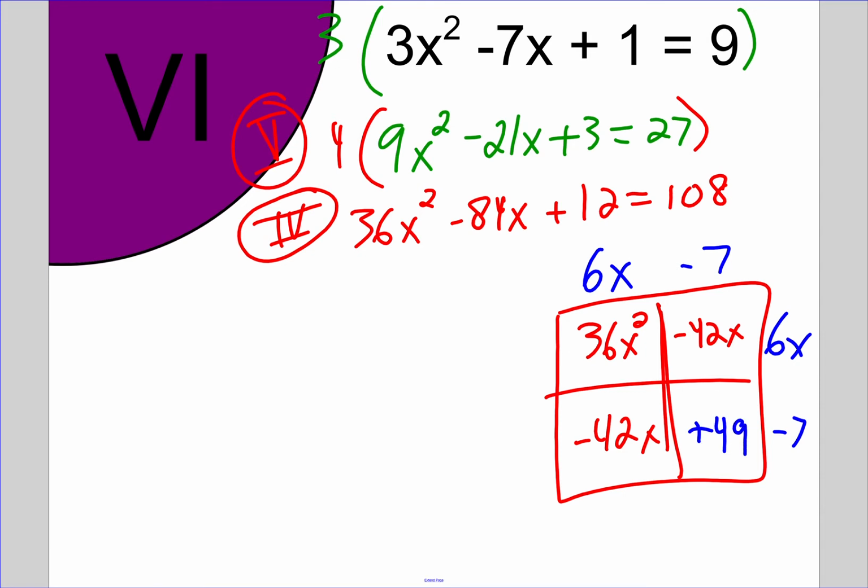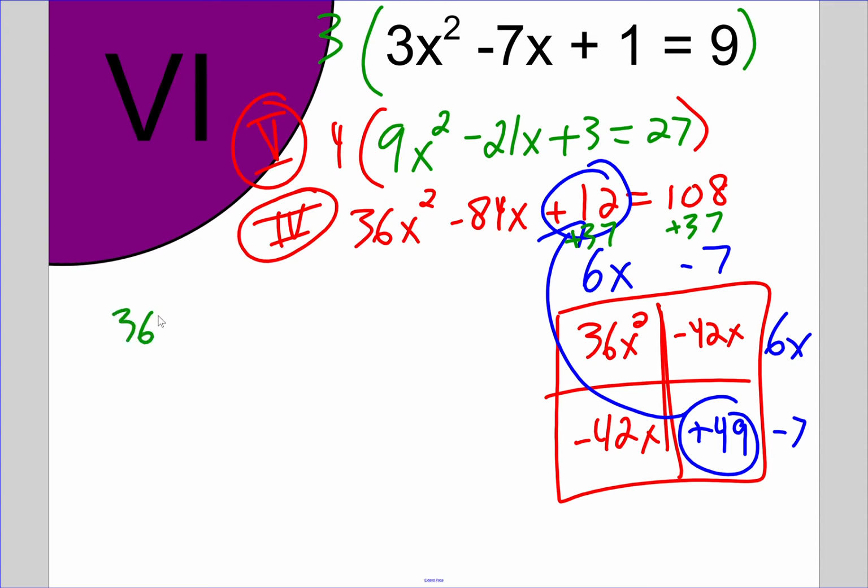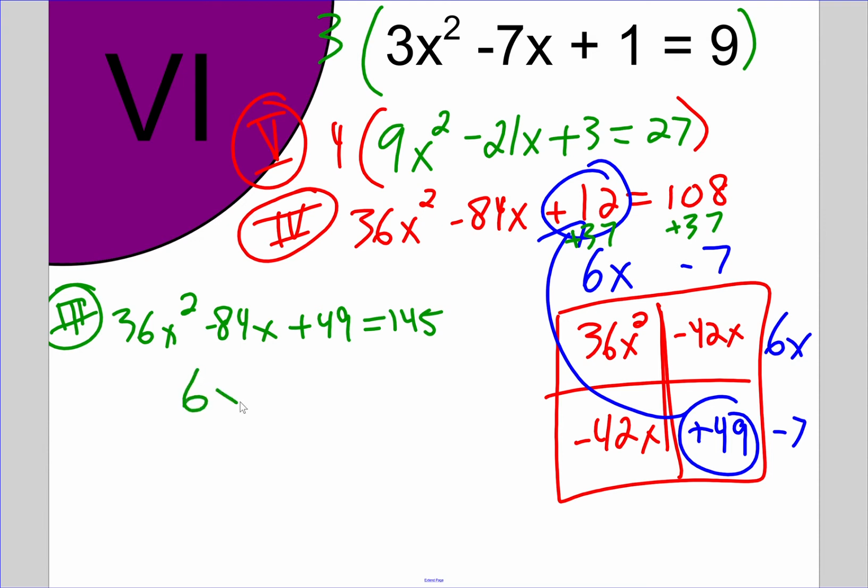So that's what we need to get here. What do we need to add to 12 in order to get 49? The answer is 37. So we add 37 to both sides, and that leads us over here to 36x squared minus 84x plus 49 equals 145. This makes it into our level 3, which we know is a perfect square in disguise. We've already figured out what that is: it's 6x minus 7 quantity squared.